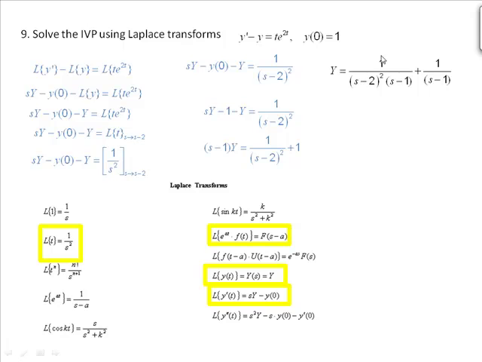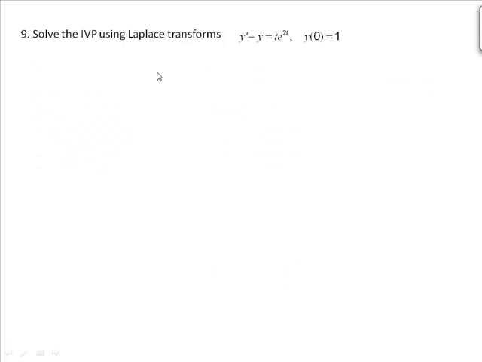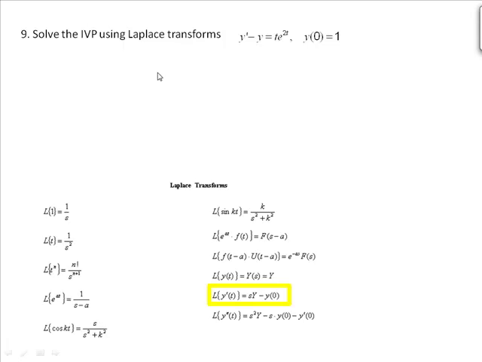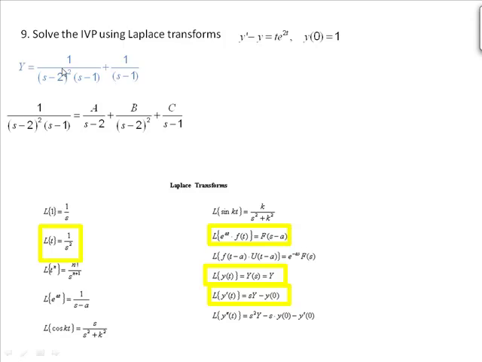So with this first fraction, I'm going to have to do partial fraction decomposition. So I'll do that on the next page. There we go. Partial fraction decomposition. When I take the first fraction, I can break it up into a over s minus 2 plus b over s minus 2 squared, and then plus c over s minus 1.